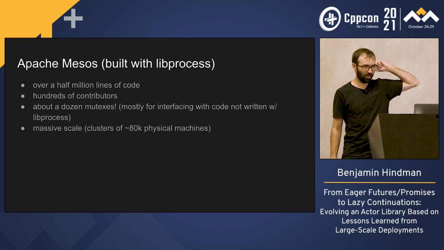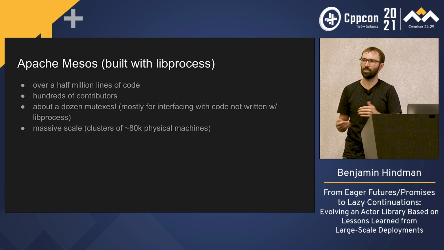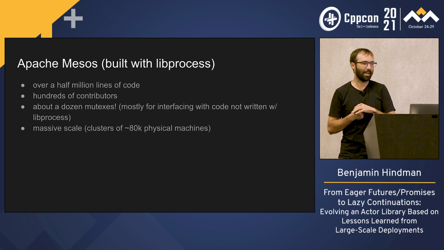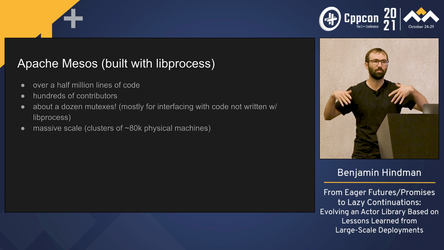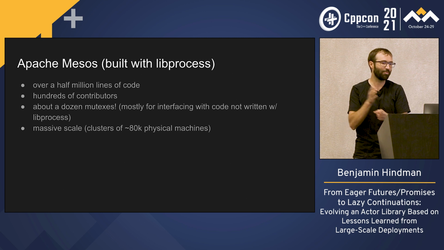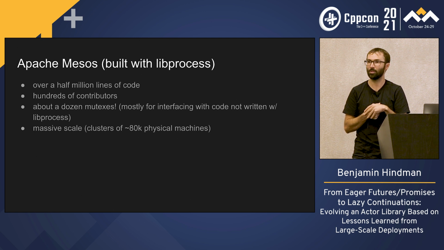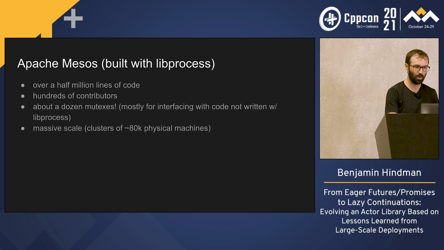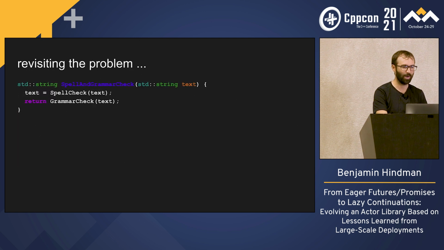Okay, all right, cool. So we used libprocess to build Apache Mesos. GitHub says it's about 750,000 lines of code. We had hundreds of contributors contributing to this project, and I counted, and there's probably about a dozen mutexes in the entire system. And almost all those mutexes are for interfacing with code outside of libprocess. So the proof point I'm trying to make is we're able to build this system up to massive scale, clusters of 80,000 machines, and we didn't have to use locks. We got to use actors and futures and promises.